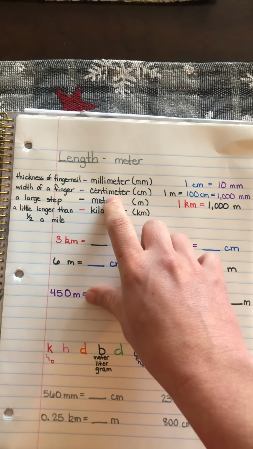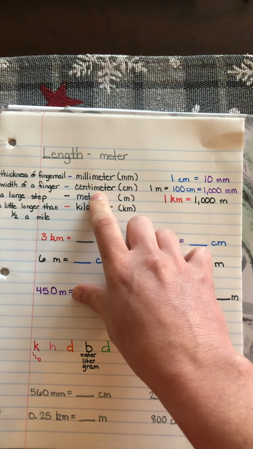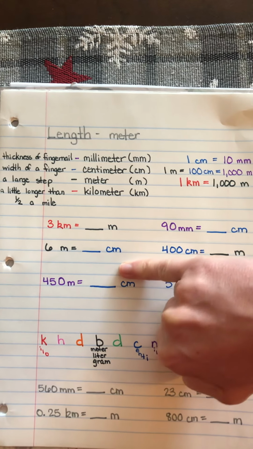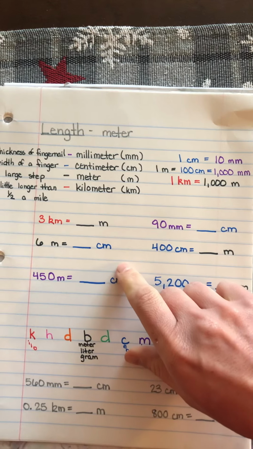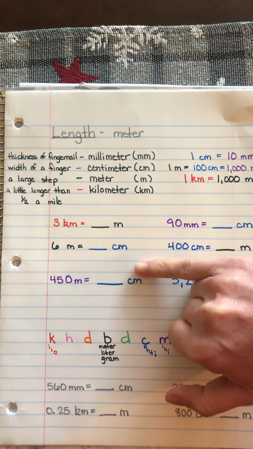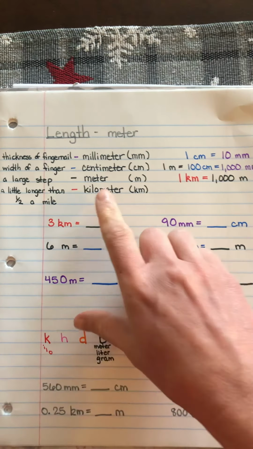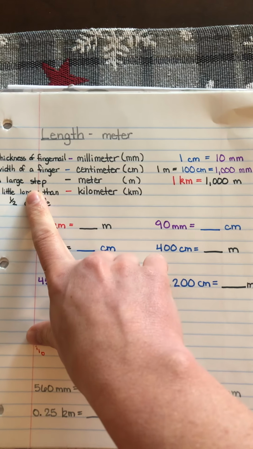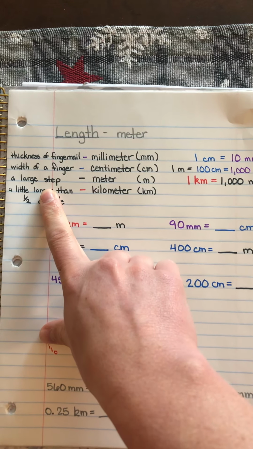10 of those will give me a centimeter. And a centimeter is going to be about the width of your finger, and I'm looking at the paper, and it looks about like it might be the width of one of these lines too. It's about the width of your pinky finger. Then we have meter, abbreviated M, again a large step, a little bit longer than a yard.